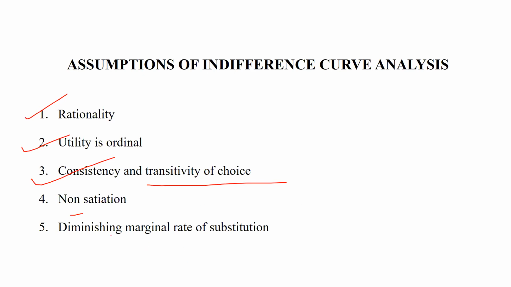Non-satiation. That means the customer would get something extra, additional benefits. Then, diminishing marginal rate of substitution. As we keep substituting, the marginal rate of substitution would be decreasing.